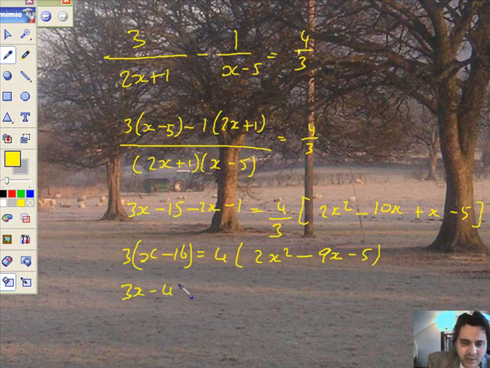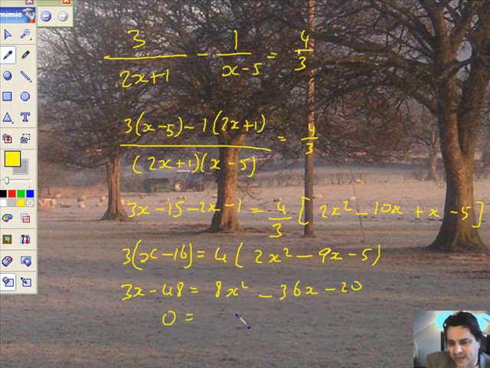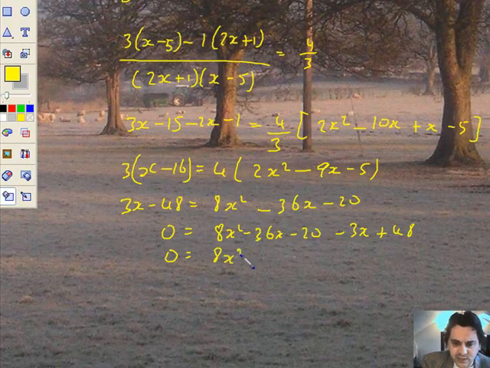Multiply out. 3x minus 48 equals, multiply this out, 8x squared minus 4 9's, 2 18's, minus 36x minus 20. Bring everything next door because I've got my 8x squared over there. I want to keep it positive. So 8x squared minus 36x is minus 20 minus another 3x's plus 48. Right, what do we got then? Nothing equals 8x squared minus 36 minus 3, minus 39x's, minus 20 plus 48 is plus 28.